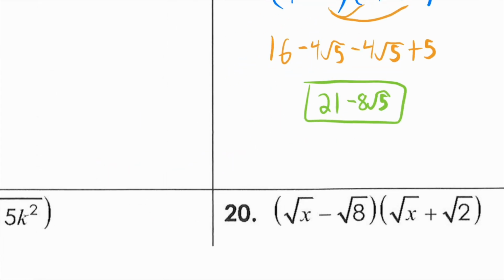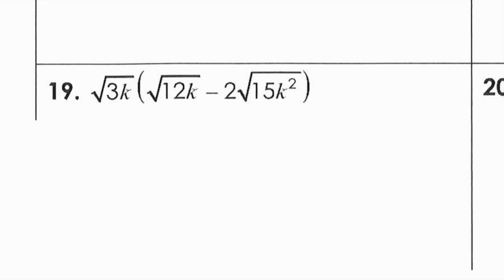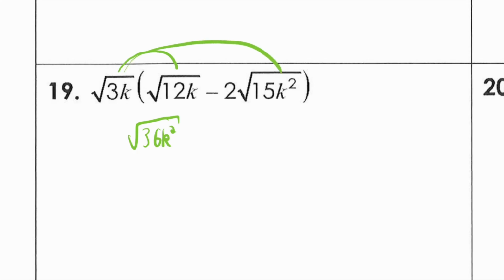Moving on to number 19. Yes, we can simplify square root of 12k, but before we do, I'm going to focus on multiplying just like we did earlier, when it was just two things multiplying together before we distributed, I should clarify. I could do the same thing with k squared, but once again, I'm going to focus on distributing first. So square root of 3k times square root of 12k is square root of 36k squared. Multiply it times negative 2 square root of 15k squared. I get negative 2 square root of 45k cubed.